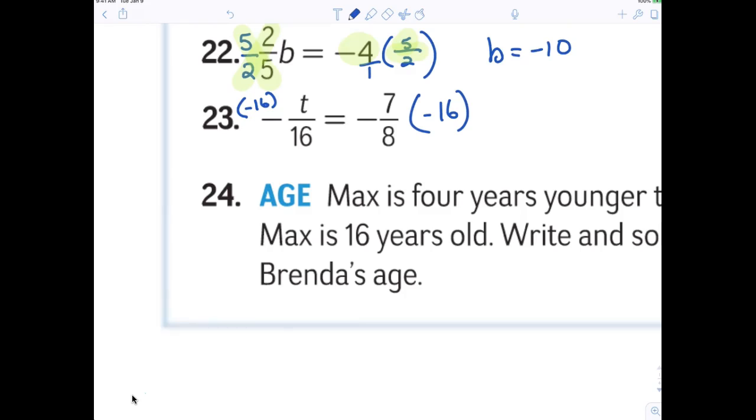Yes, sir. I think I got the answer. Tell me what it is. I got negative 14. Negative times a negative is always a what? Positive. Say it. Positive what? Positive 14. T equals 14. Can you do it another way?